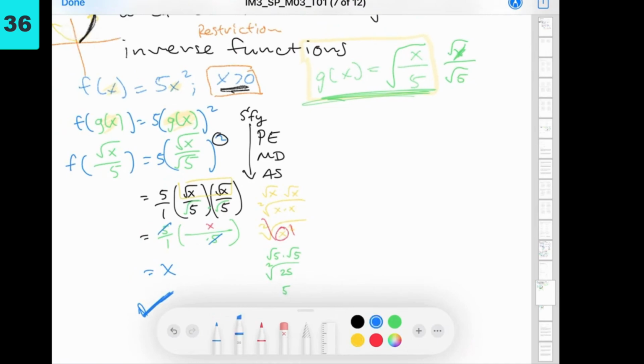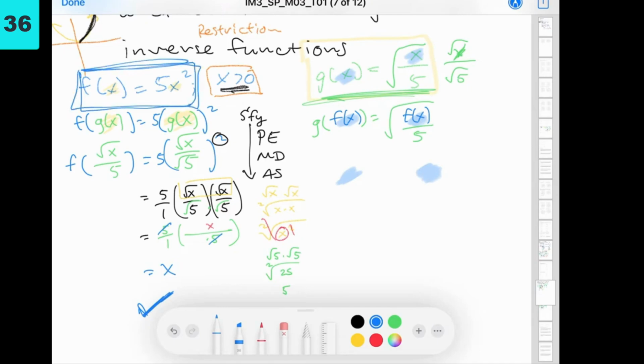Now we're gonna draw a composition. Every time I see x, I'm now gonna write g of x. So I have a g, but now instead of writing x, we're going to put in an f of x. And instead of putting f of x, we're going to be putting in 5x squared, and all the green.